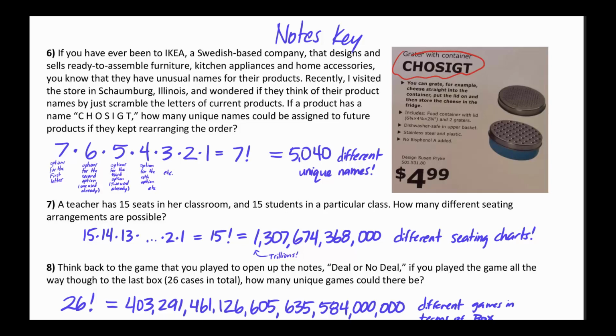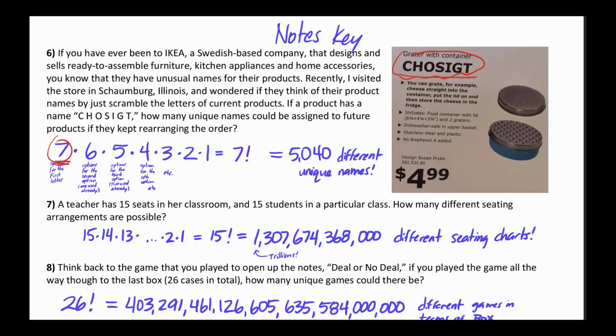So I was taking some pictures of these unusual names, and I thought, what if we had this product, and it has the letters CHOSIGT, no repeating letters, which is kind of important. How many unique names could be assigned to future products if they just kept rearranging the order every single time, scrambling it up? So you don't want to get a repeat of this, you want different ones. So we can find this answer by taking 7, which would be all the letters, and you can use any of them for that first position.